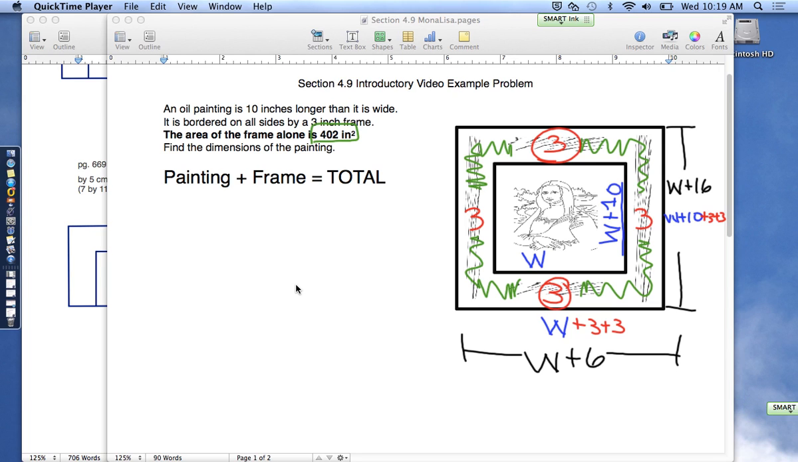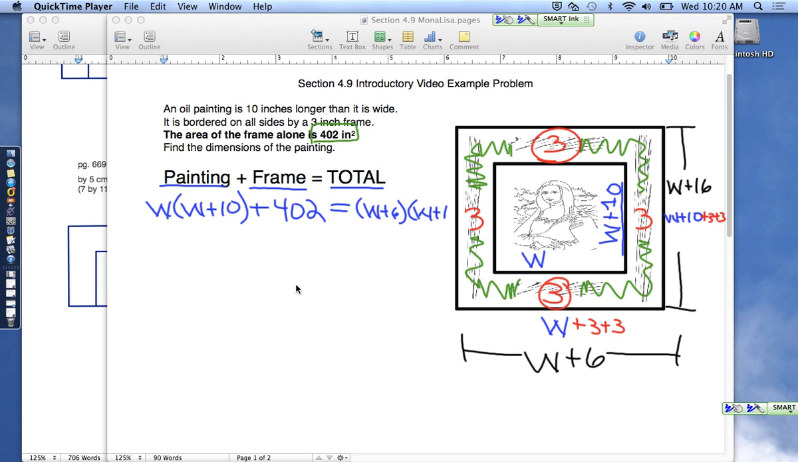And then you look at the verbal equation. So each equation you need to write a verbal description of what's happening. So the area of the painting plus the area of the frame equals the total. The area of the painting is represented by W times W plus 10. The area of the frame is given in the problem. The area of the frame is 402 square inches, so just 402. And then the dimensions of the total framed piece are W plus 6 times W plus 16.